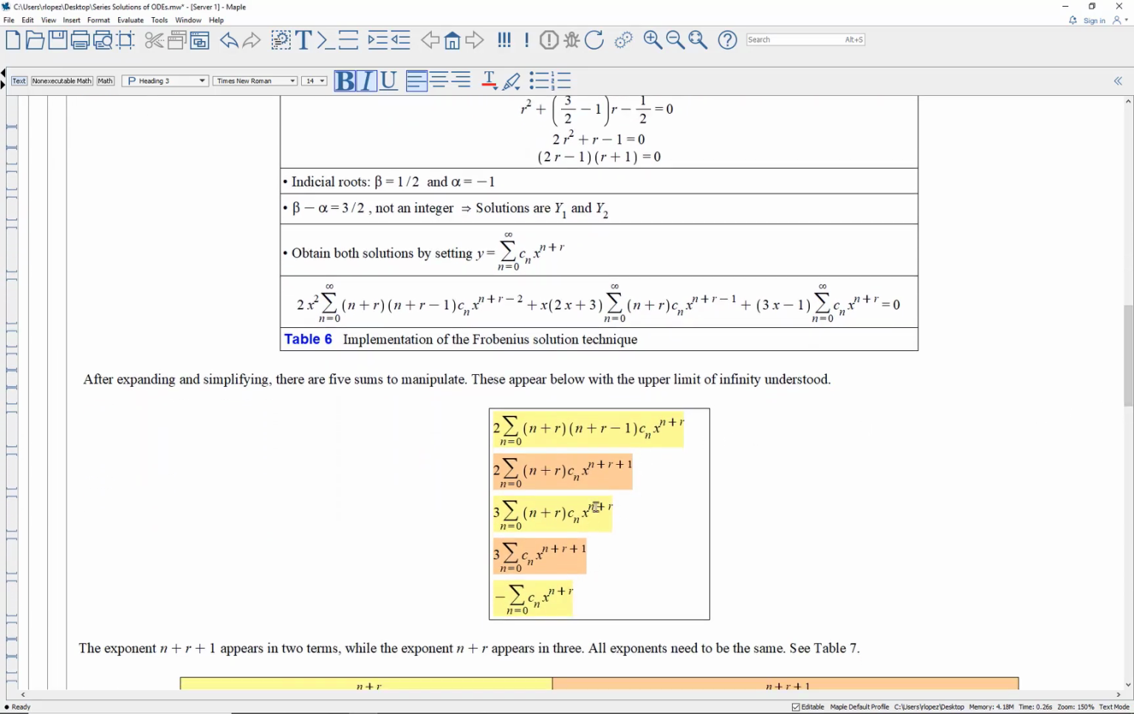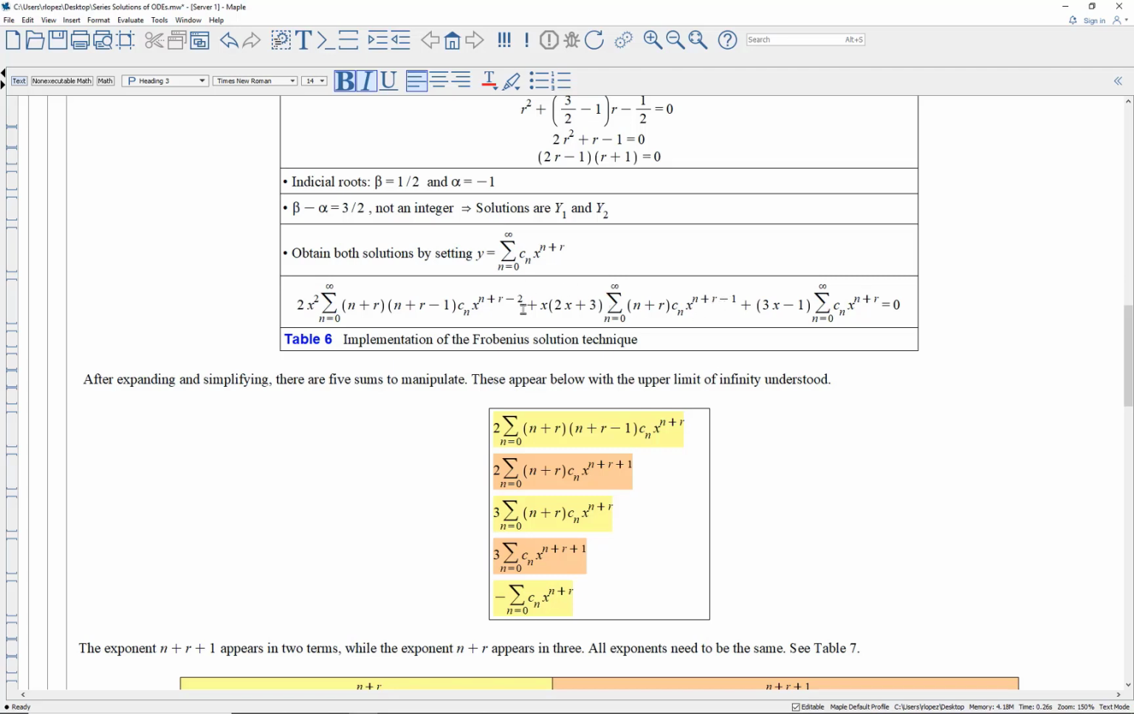And I've color-coded them. The yellow ones have x to the n plus r. The orange ones, or pumpkin color ones, have x to the n plus r plus 1. And the reason why you get either n plus r or n plus r plus 1 is you got these multipliers out front. 2x squared, you'd like to get that x squared joined up over here, so you get an n plus r. And here you have an x squared. You would like to push that x squared in here, and the minus 1 becomes a plus 1.